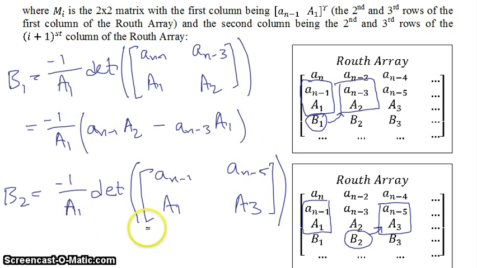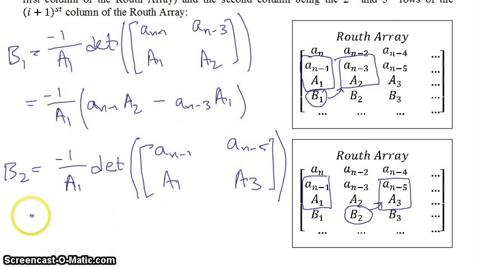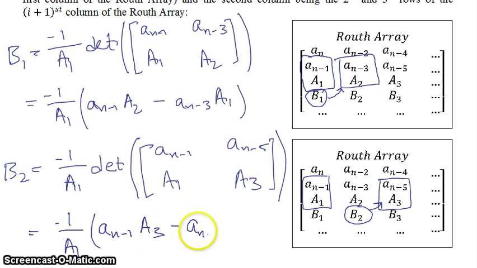And so therefore B2 is equal to minus 1 over capital A1, a_{n-1} times capital A3, minus a_{n-5} times capital A1.